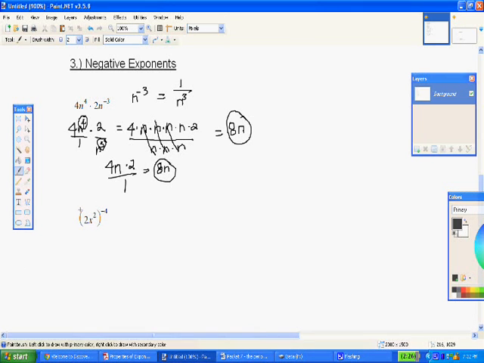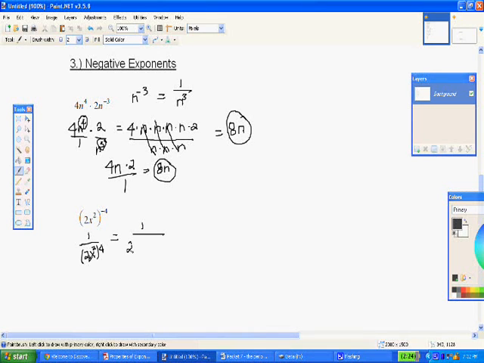Now what happens if we see a negative exponent on the outside of parentheses? Well, it just means that this negative exponent affects everything that's inside the parentheses. So another way to write this would be 1 over parentheses 2x squared to the fourth. And I'm going to go ahead and simplify this even further.